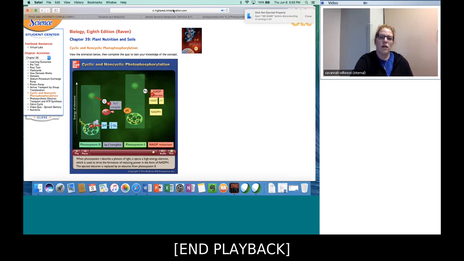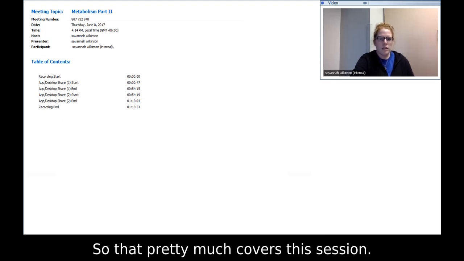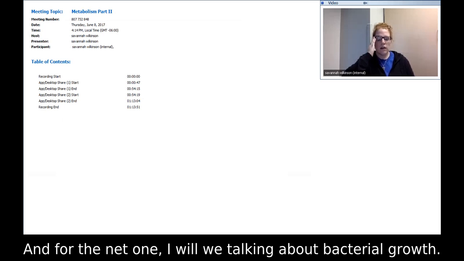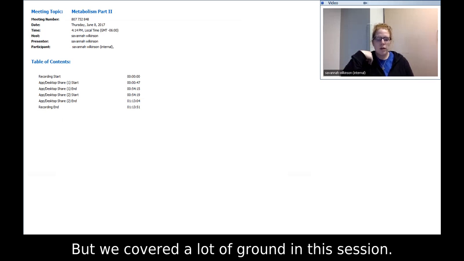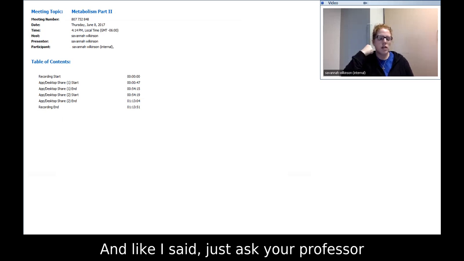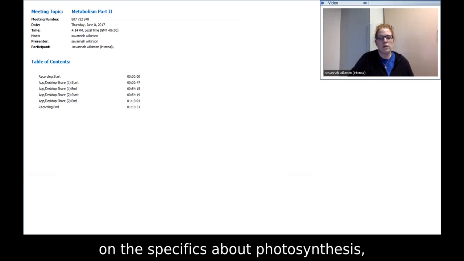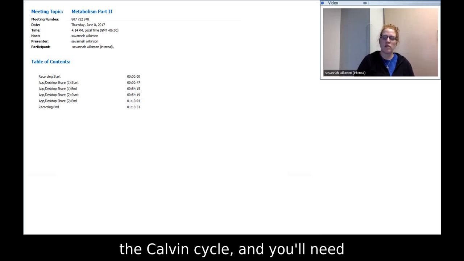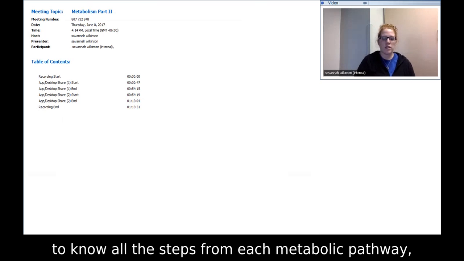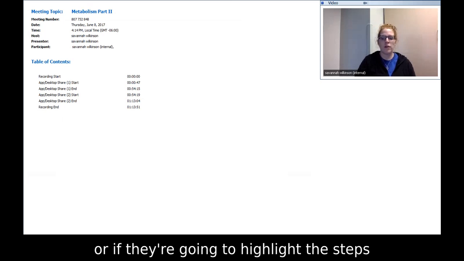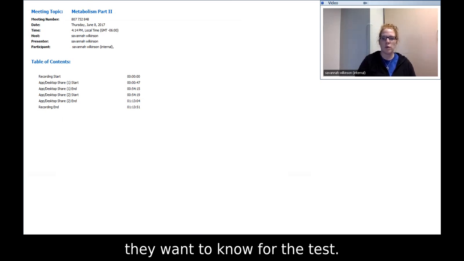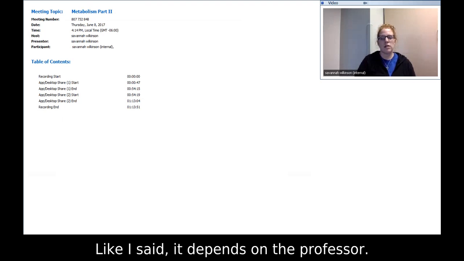Okay. So that pretty much covers this session, and for the next one I'll be talking about bacterial growth, but we covered a lot of ground in this session, and like I said, just ask your professor on the specifics about photosynthesis and the Calvin cycle, and if y'all need to know all the steps in each metabolic pathway, or if they're going to highlight the specific steps they want you to know for the test. It just depends on the professor.